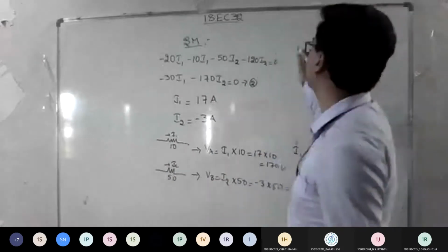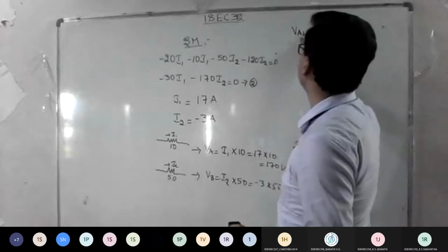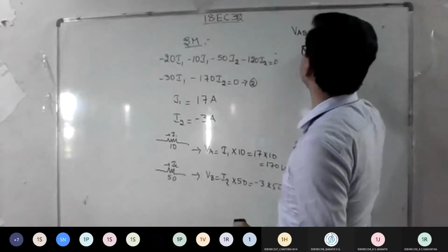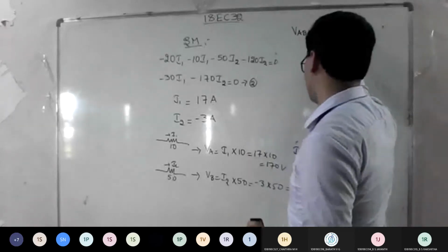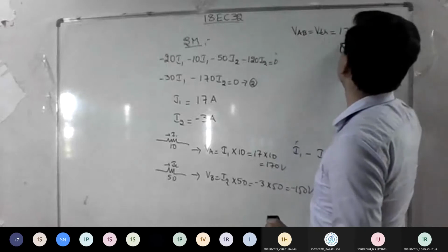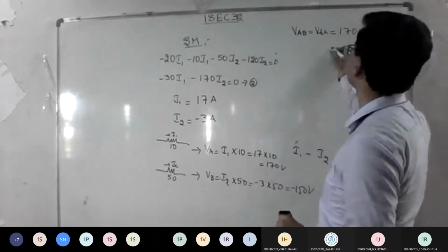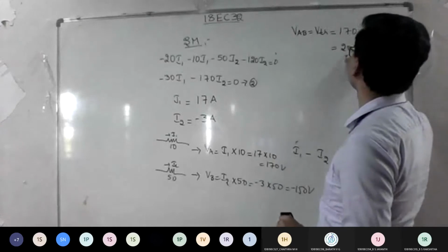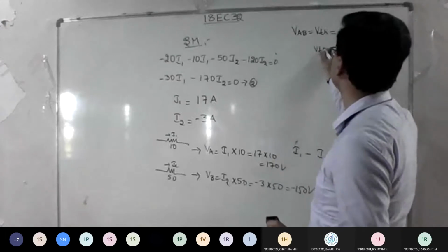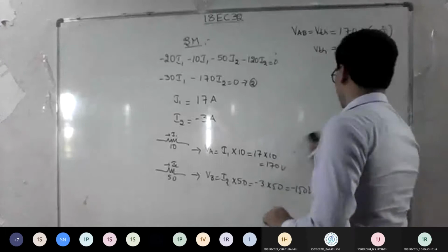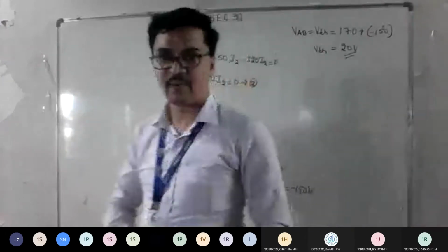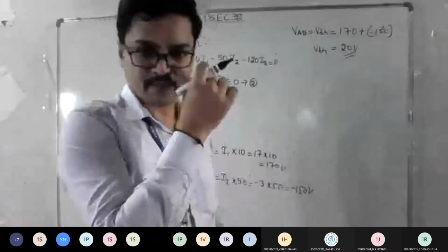Okay now? So I can tell VAB is nothing but VTH is equal to, so you told 170. So I can add also or I can subtract directly also. So both answers are the same. So you found VTH as 20 volt. Any doubts anyone with this? Am I clear? Is it fine?